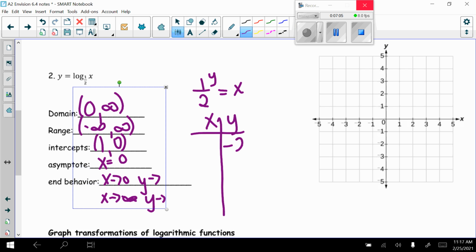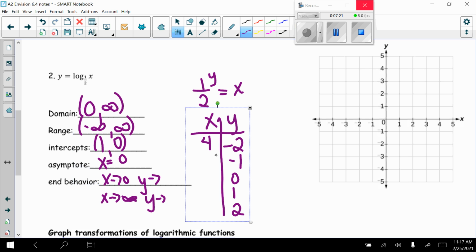XY table. Again, we always pick -2, -1, 0, 1, and 2 for our y's. So now when I plug in 1/2 to the -2 power, that means I have to flip my fraction. So it's going to really be 2 squared, 4. 1/2 to the -1 becomes 2. 1/2 to the 0 is 1. 1/2 to the first power is 1/2. 1/2 squared, 1/4. And I'm going to graph my asymptote.